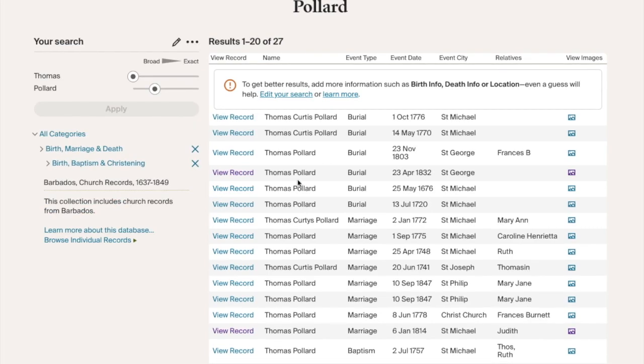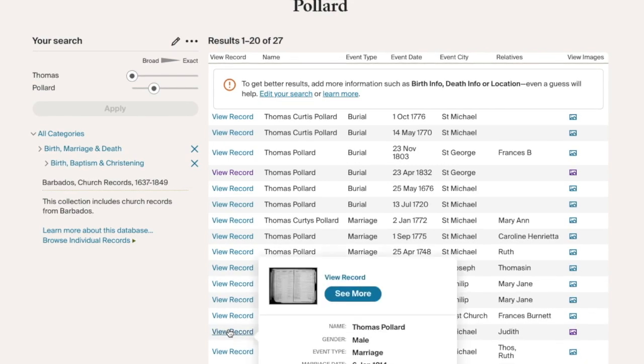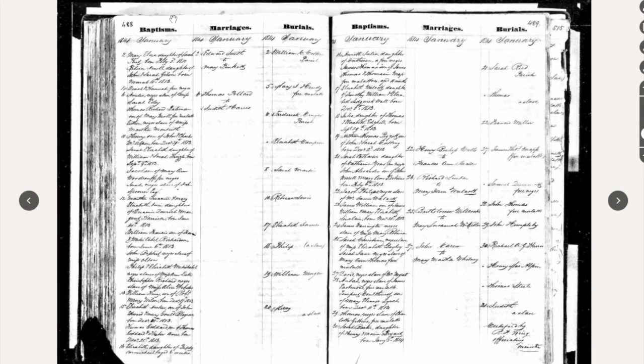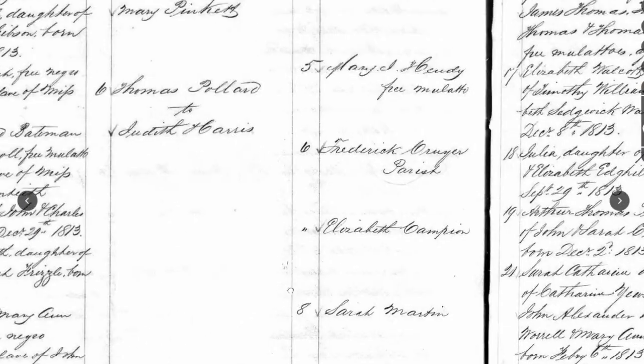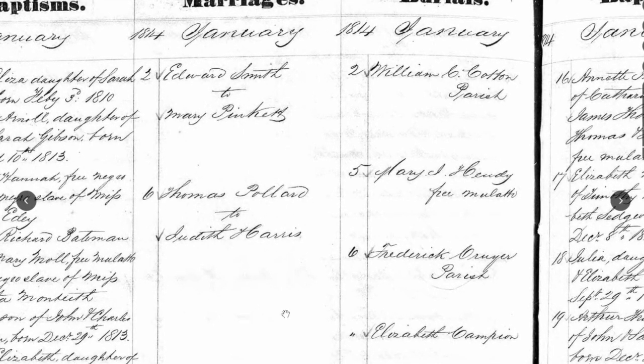Thomas Pollard, and here we go. Here's his burial. But we also see here's a marriage to a woman named Judith in 1814. And so we do know that there is a different Judith, not Judith A, but a different Judith who was his wife. These are kept by baptism, marriages, burials. This is the one for St. Michael's, which again is the parish where Bridgetown is.